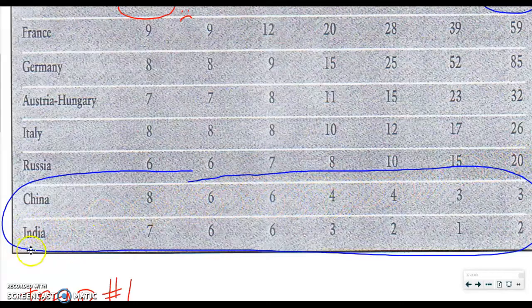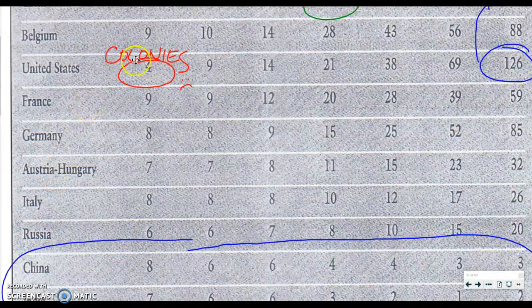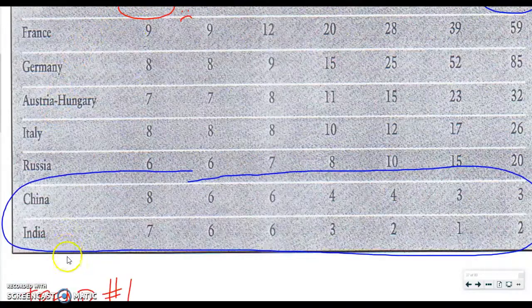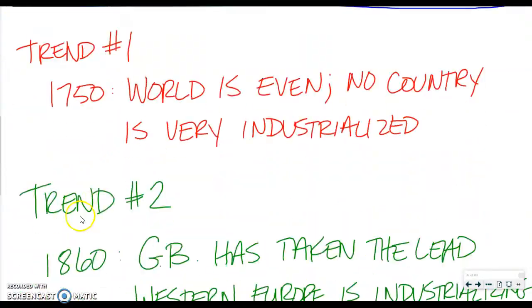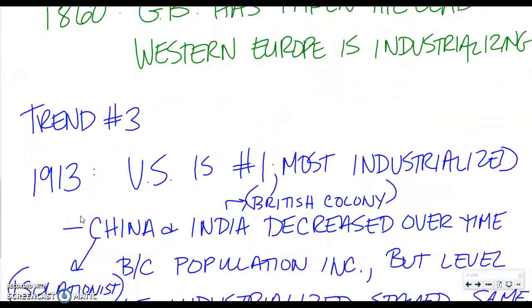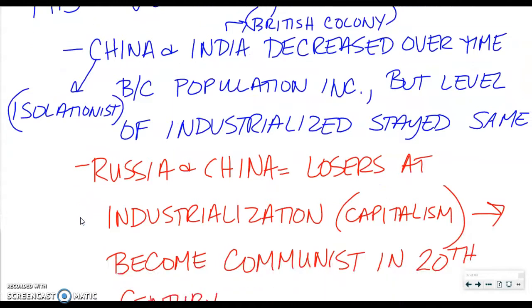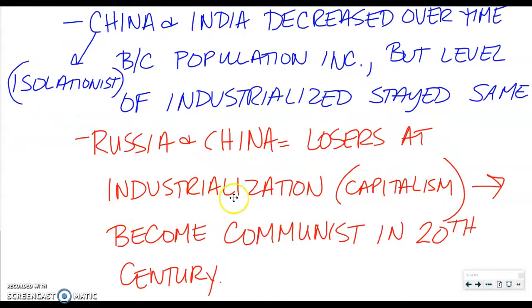India has an excuse because, like the United States, when our numbers were that low, we were a colony. China and Russia, however, are just never really going to catch on to this game of industrialization, this game of capitalism, right? China won't start to make those reforms until the 1980s. Because they're so bad at industrialization, because they're so bad at the system of capitalism, they are going to reject capitalism and become communist in the 20th century.